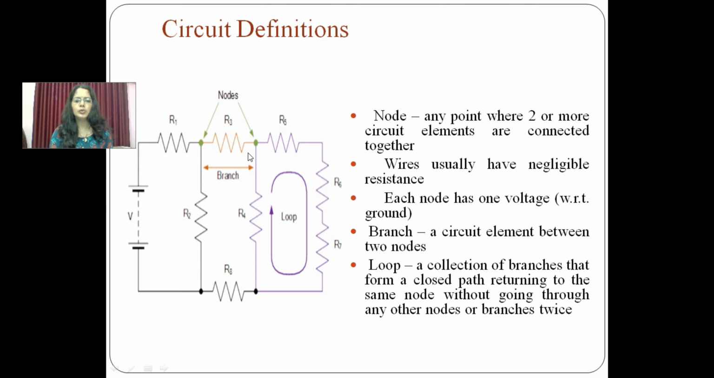Third one is loop, a collection of branches that form a closed path returning to the same node without going through any other nodes or branches twice. Means the collection of branches which form a closed path. This is a branch, this is another branch, they are forming a loop like this, and this is called a loop.